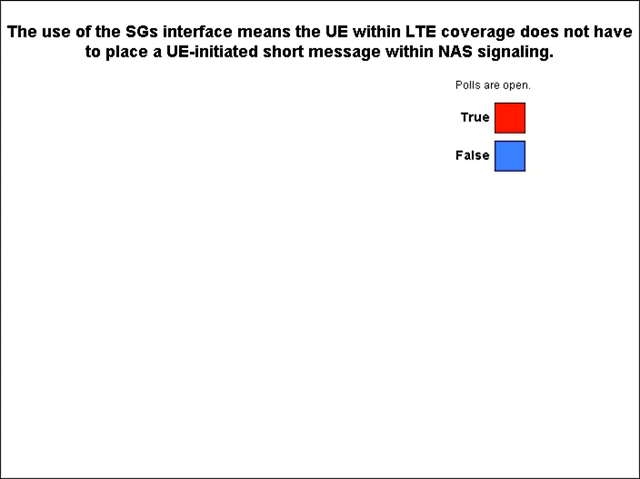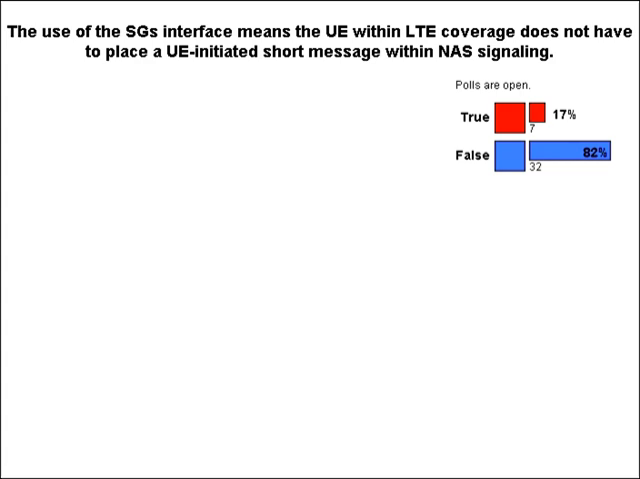Okay, let's look at the results. 75% got it right. See, the SGs interface is between the MME and the MSC. Now, the actual SMS is placed inside some NAS message. So NAS messages we are indeed using. So we cannot avoid a NAS message if we are not using IP.